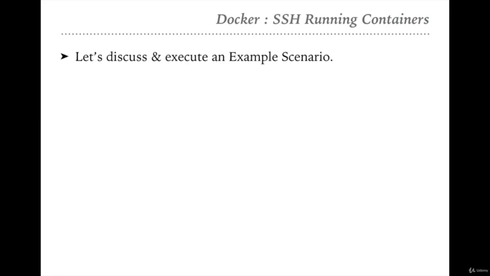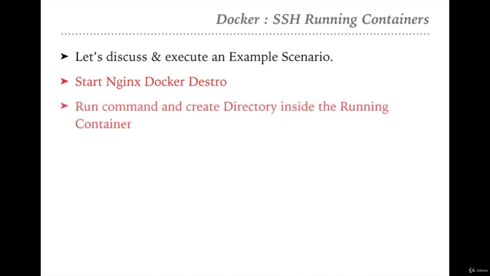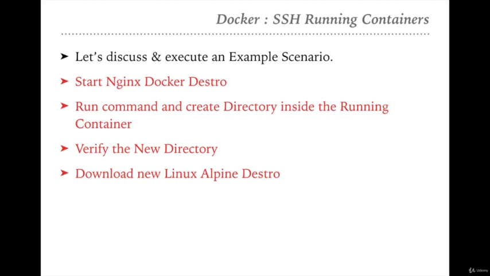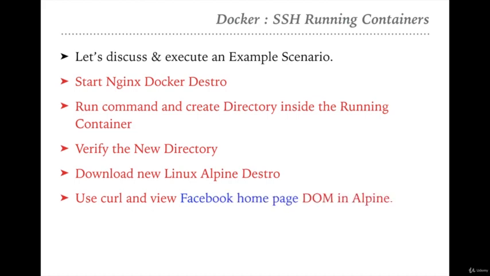In this particular example, we are going to follow these steps. First we will start an nginx, then we will run commands to create a directory inside the running container. After this, we will verify the new directory which we have created inside my running nginx container. After this, we will download a new Linux Alpine distro on my Docker. Alpine is a very small Linux distro which is available on the Docker central repository. After this, we will use a curl command to view the Facebook homepage DOM on Alpine. These are the things we are going to execute on Docker.